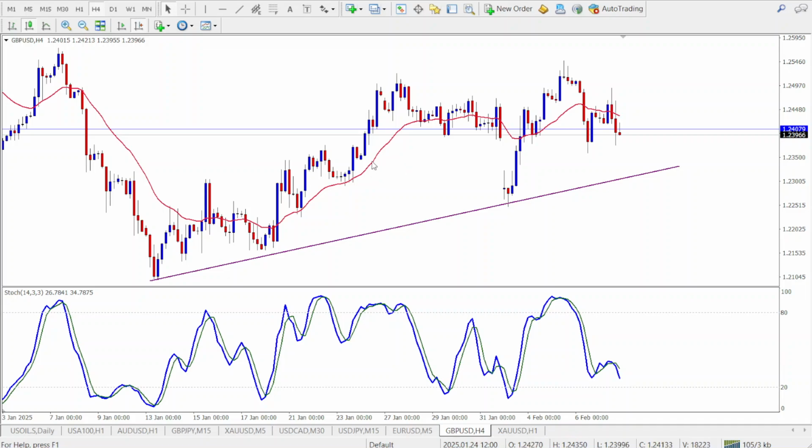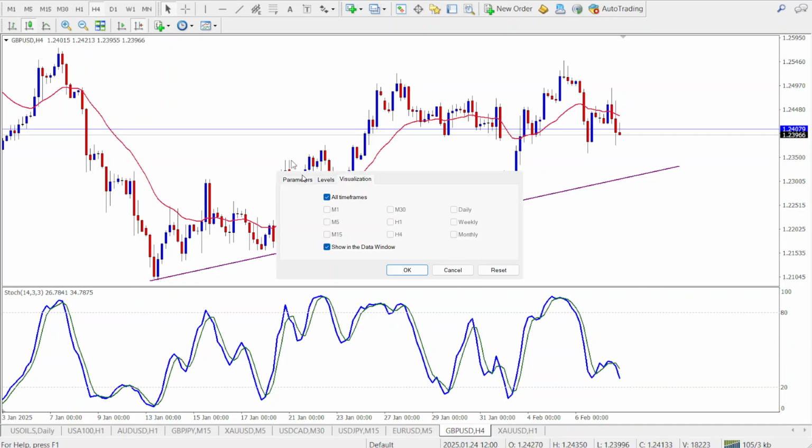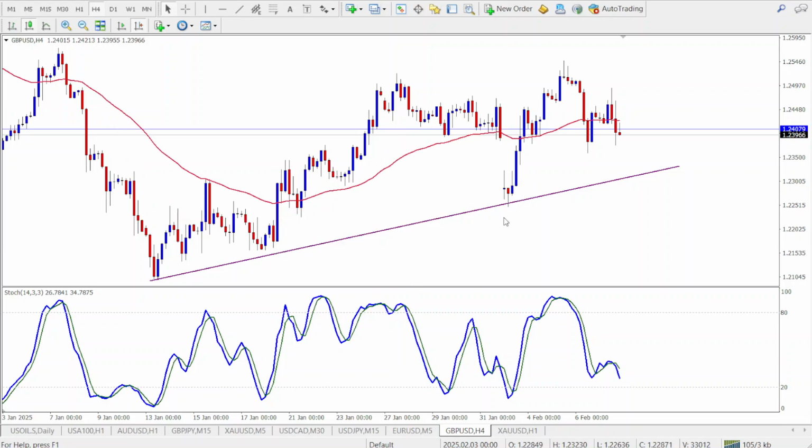Remember that the moving average you are using depends on the kind of trading. Let me just make it a 50 period moving average, since this is the 4-hour chart. So now the moving average can also help you to identify the dominant trend direction, all right? And then also make use of your trend lines. It's very, very important.